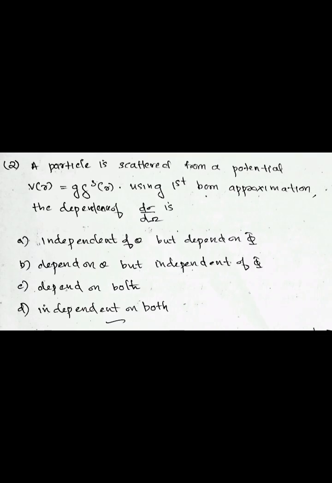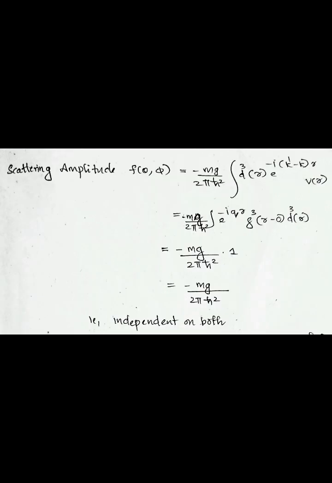The next question is, a particle is scattered from a potential V of r is equal to g delta cube of r. Using the first Born approximation, the dependence of d sigma by d omega is dash. So here we need to use the Born approximation, and here the potential involves the Dirac delta function. In the potential term we can see a value g. G is a constant here, so we must include that term in the scattering amplitude equation also.